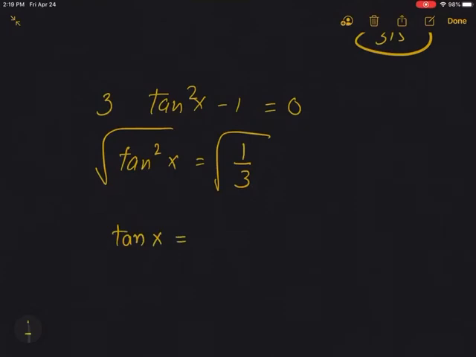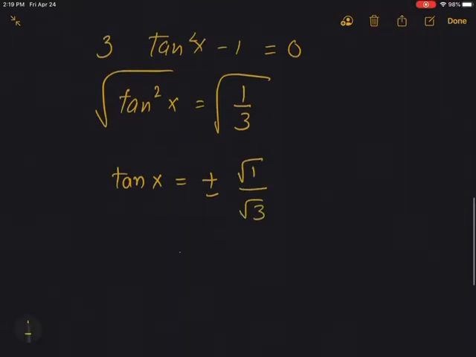I hope you remember, if you take the square root, you have to have plus and minus in there. So this becomes plus and minus radical 1 over radical 3, which you need to rationalize. So I would multiply by radical 3 over radical 3. Later on it would be this.